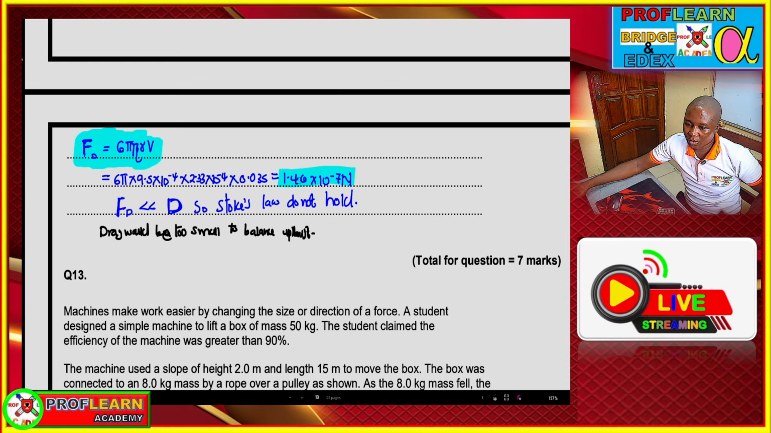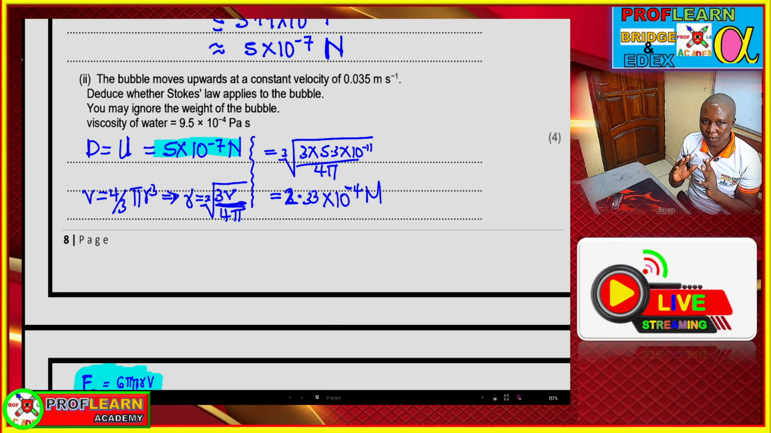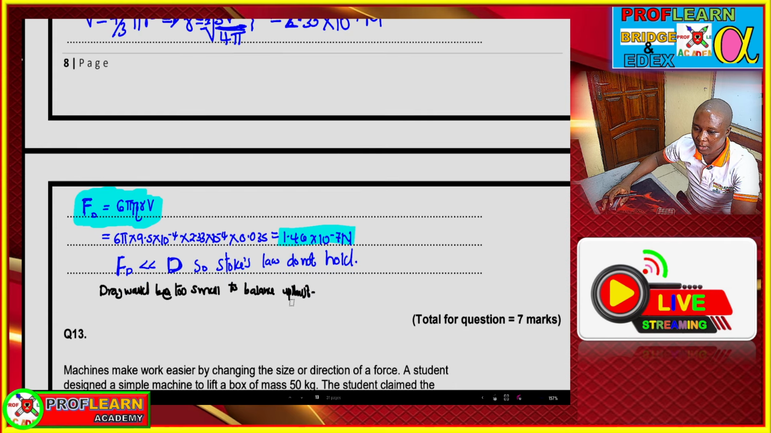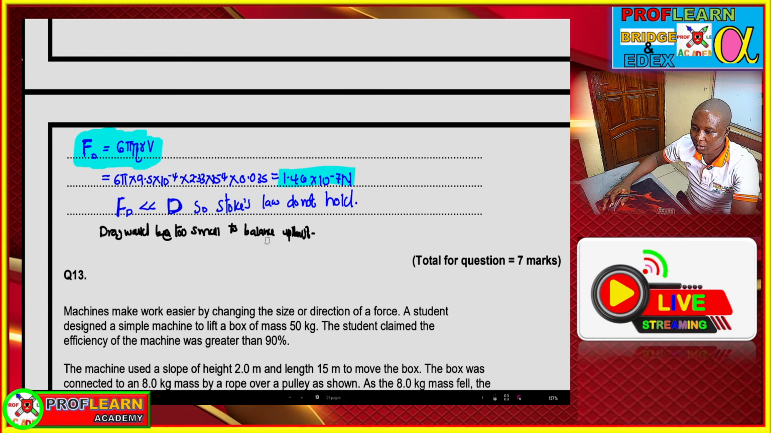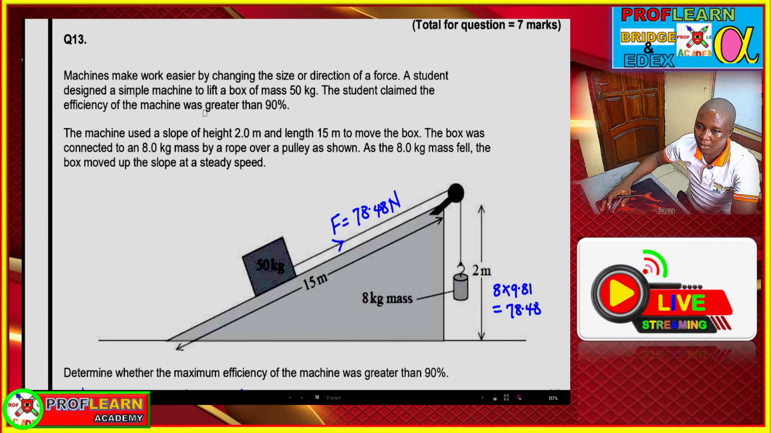So if you look at this value that we have gotten, it is quite less than the drag that we had gotten here. Remember, our drag was this value that we have here. So you see those two values have a very big discrepancy. That comparison will tell us that the drag will be too small, so it will not be able to balance with the upthrust, and in that case we have deduced that Stokes law does not apply here. Stokes law does not apply.